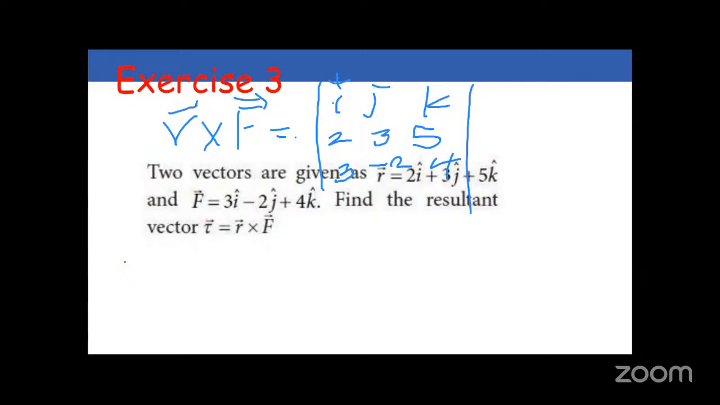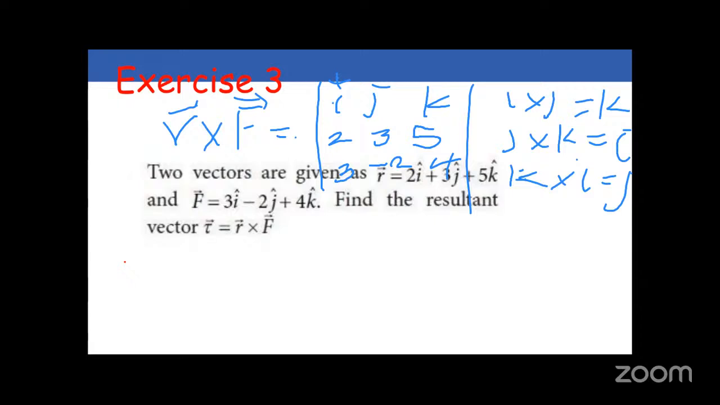So let's remember, in this multiplication method, we follow the pattern I cross J is equal to K, J cross K is equal to I, and K cross I is equal to J. For the start, we have I, so we need to find I. To find I, we multiply the J component and K component to get an I.